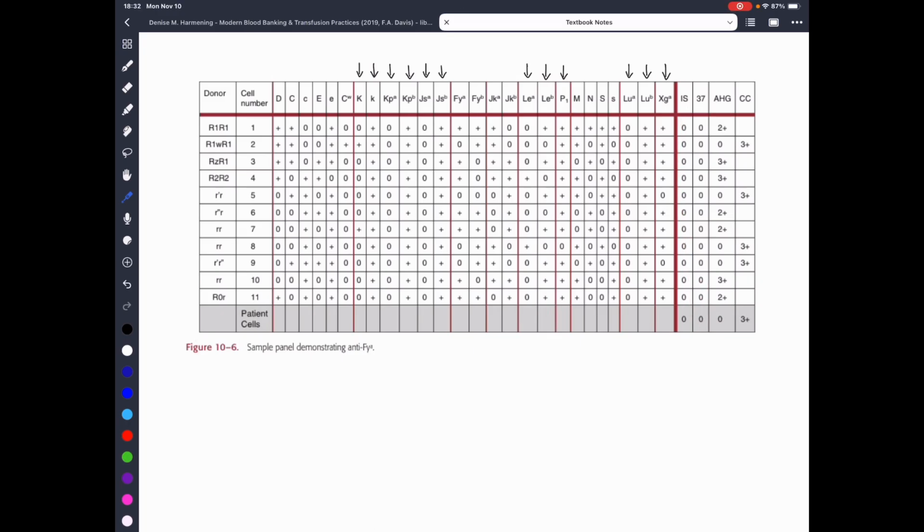IS refers to immediate spin, which means the patient's serum is centrifuged, and this is typically done at room temperature. And as you should know, IgM antibodies are the ones that tend to react at room temperature, as opposed to IgG that typically react at 37 degrees Celsius or higher.